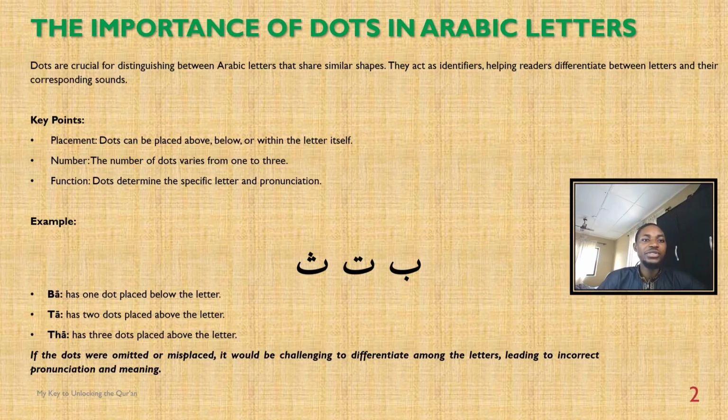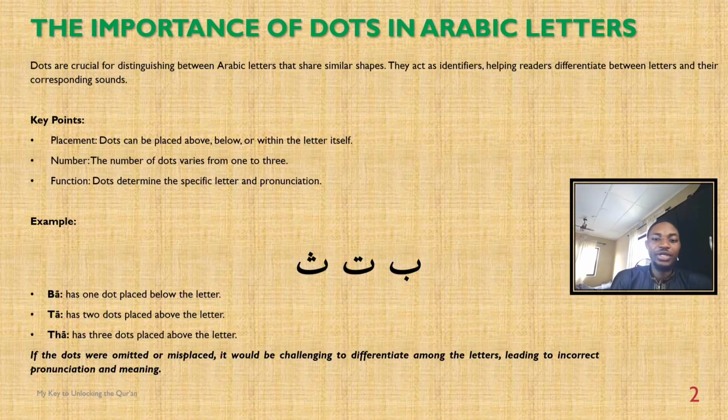Okay, so the key points to know: number one, placement. Dots can be placed above, below, or within the letter itself. The number of dots varies from 1 to 3, and it helps to determine the specific letter and pronunciation. Here is an example where we have these 3 letters. Without the dots, obviously they share a similar shape. They have exactly the same shape, in fact, without the dots, right? So to know one from the other, we have to look at the dots, and we combine the idea of both the number of dots and the placement of the dots.